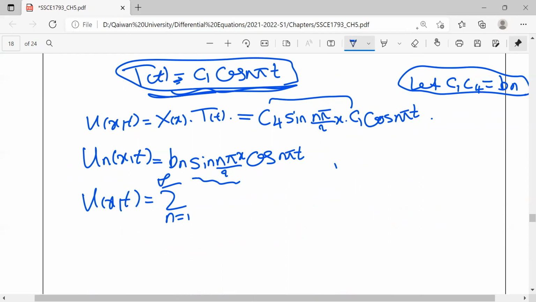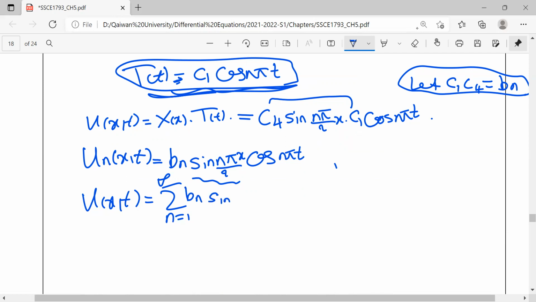Okay, in wave equation, we always must find Bn. So the series is starting from 1 to infinity. It's not starting from 0 to infinity because it's Bn. If it is An, we must start from 0, so we have A naught and An. But here we must only find Bn.